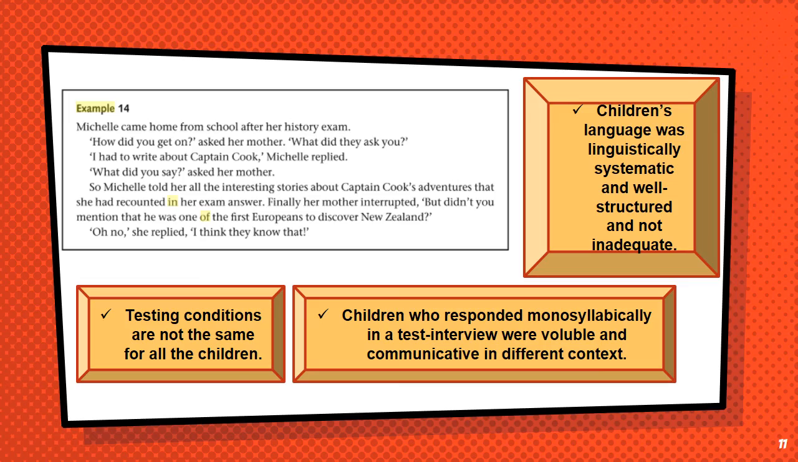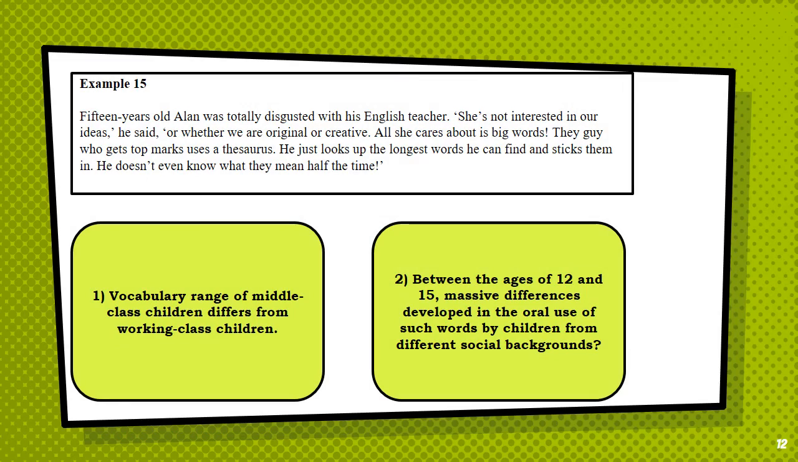Now let's move on to example 15. Fifteen-year-old Alan was totally disgusted with his English teacher. She's not interested in our ideas, he said, or whether we are original or creative. All she cares about is big words. The guy who gets top marks uses the thesaurus. He just looks up the longest words he can find and sticks them in. He doesn't even know what they mean half the time.